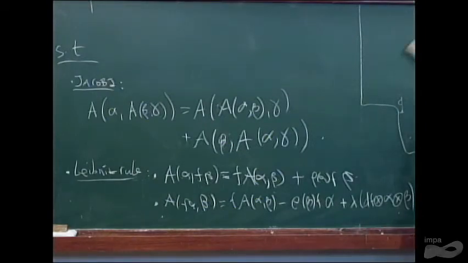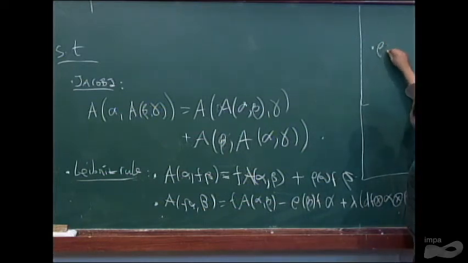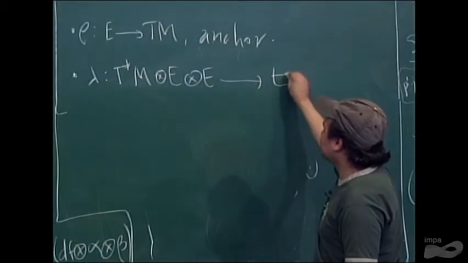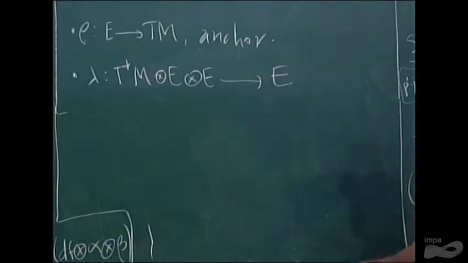So again, you call rho a bundle map from E to T of M, called the anchor. And now lambda is a map from T star of M times E times E to E. I think this definition is due to Grabowski, if I'm not mistaken.